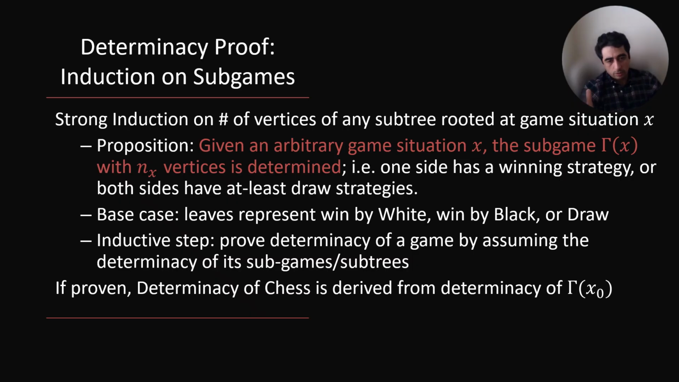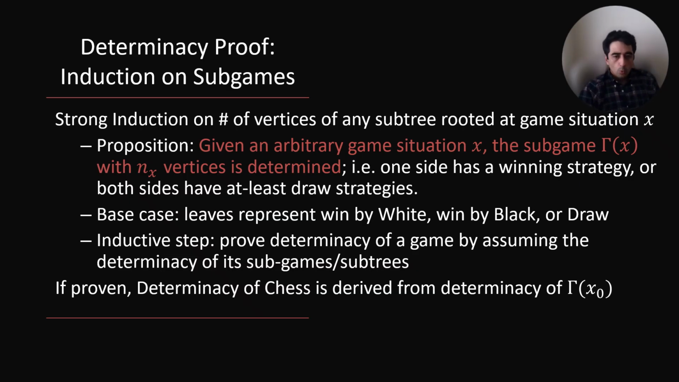Okay, now we are ready for seeing the proof, because we have seen all the tools that are needed for the proof. I'm going to use a strong induction on the number of vertices of any subtree rooted at game situation x. So that's the parameter of my induction, the number of vertices of a subtree. The proposition that I'm going to prove with strong induction is, given any arbitrary game situation x, the subgame gamma of x with n sub x vertices is determined. What does determined mean? It means that either one side has a winning strategy, or both sides have strategies guaranteeing at least a draw.